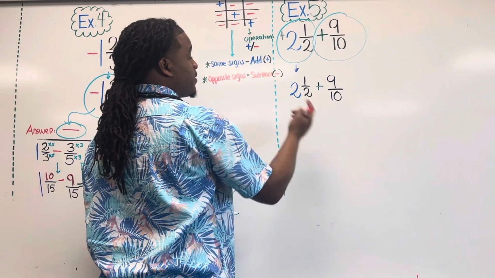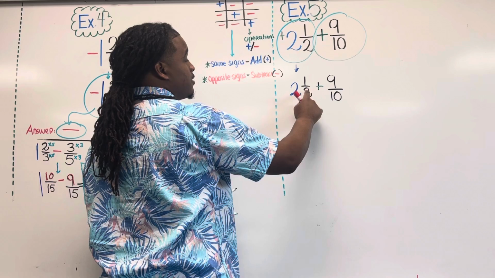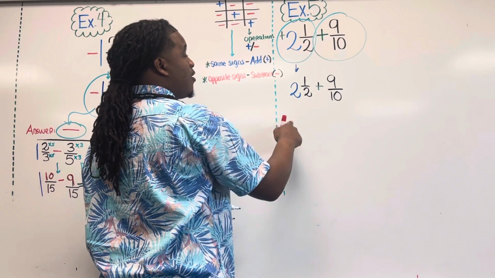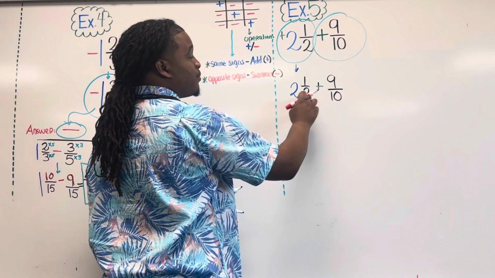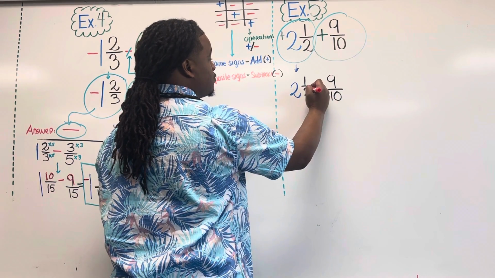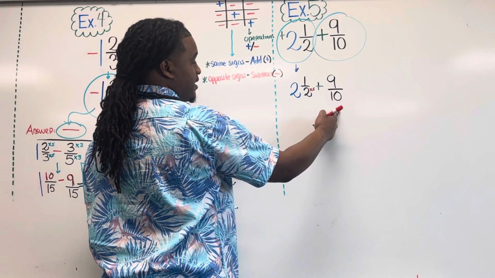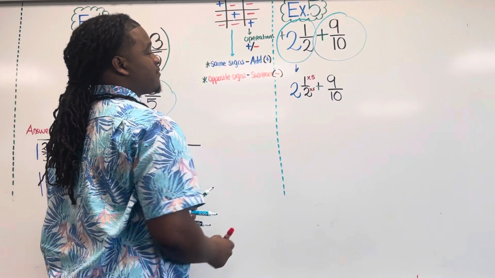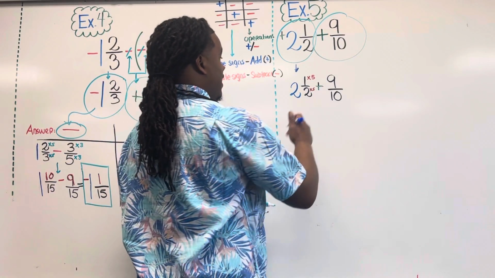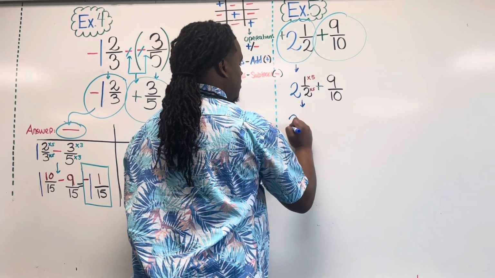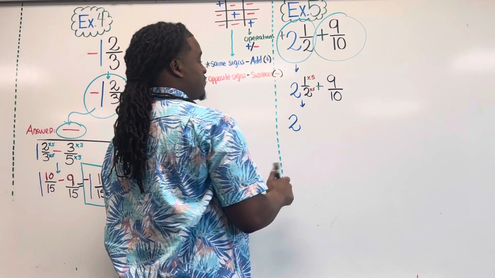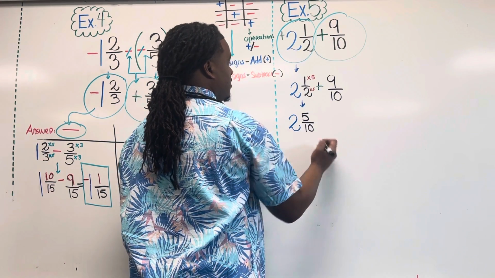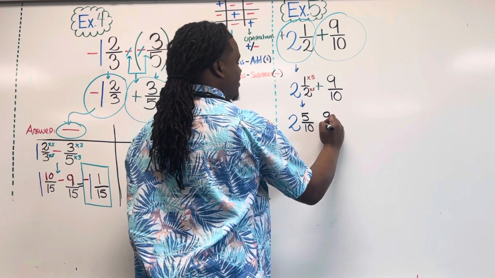So what we can do is the same thing as we did. I can multiply 2 by 10, or I can multiply 10 by 2. I could do that. Or I know for a fact that 10 is a multiple of 2. And if I multiply 2 by 5, I will get 10. So I'm going to do that with this fraction. I'm going to multiply the numerator and the denominator by 5, right? So now I have 1 times 5 is 5. 2 times 5 is 10, and I still have 9 over 10.